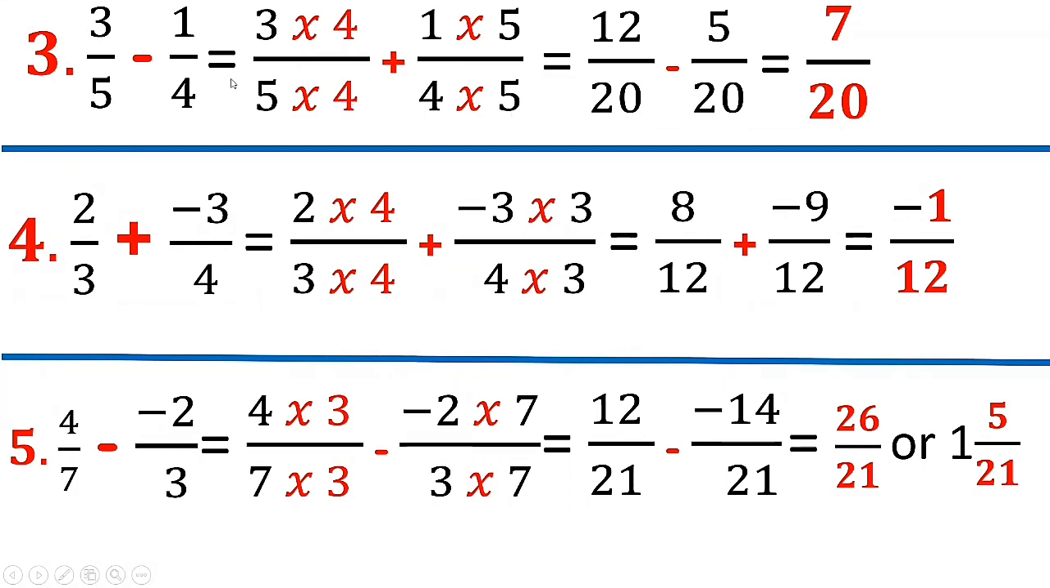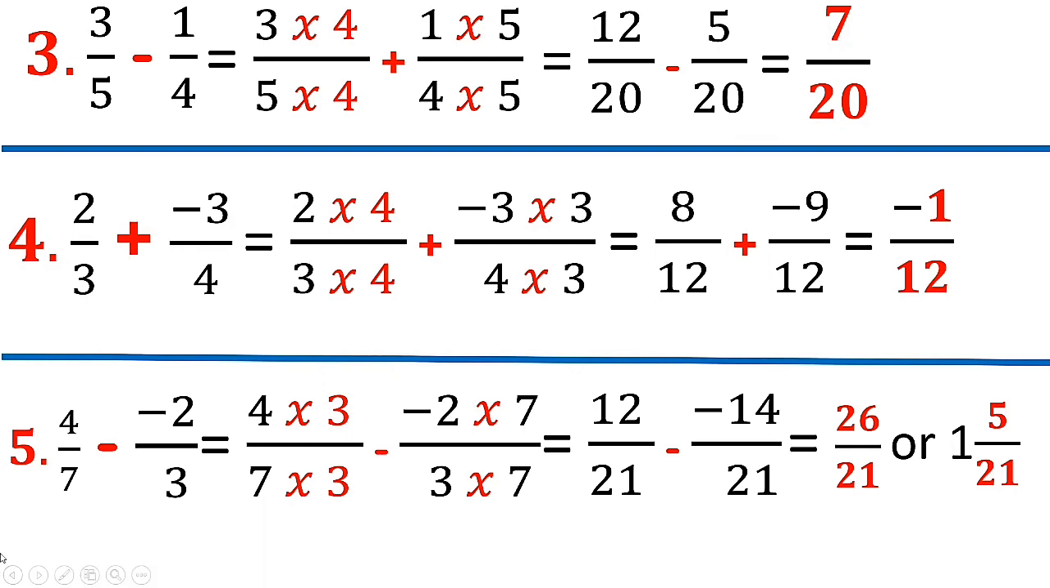So you will multiply 4 to 5 to make it 20. And then if you multiply 4 here, you must also multiply 4 to 3. And if you multiply 5 to 4, you must also multiply 5 to 1. So 3 times 4 is equal to 12. And then 5 times 4 is 20. And then 1 times 5 is equal to 5. And then 4 times 5 is equal to 20. Now, you will subtract. That is subtraction. So 12 over 20 minus 5 over 20 is equal to 7 over 20.